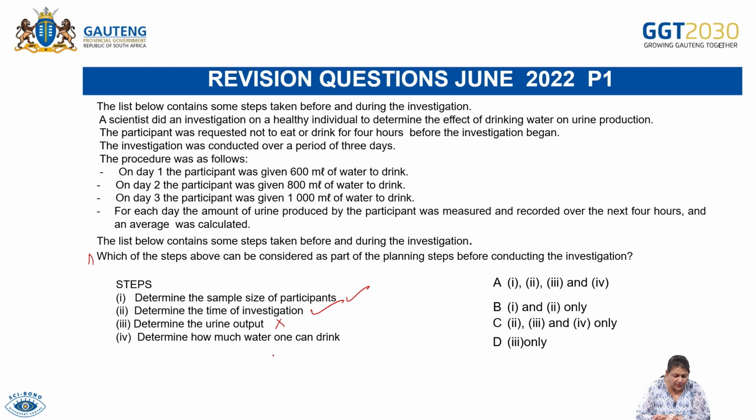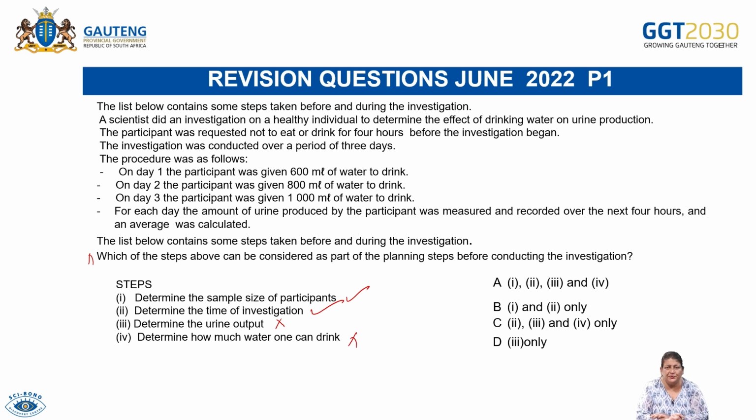Determine how much water one can drink. No, that's incorrect. That's not part of the investigation. We want to know how much urine he will be producing if he drank different amounts of water. So determining how much water one can drink is not a planning step. So the two planning steps are: one, determine the sample size of your participants. How many people do you want to take part? And two, when is the time that you're going to do the investigation?